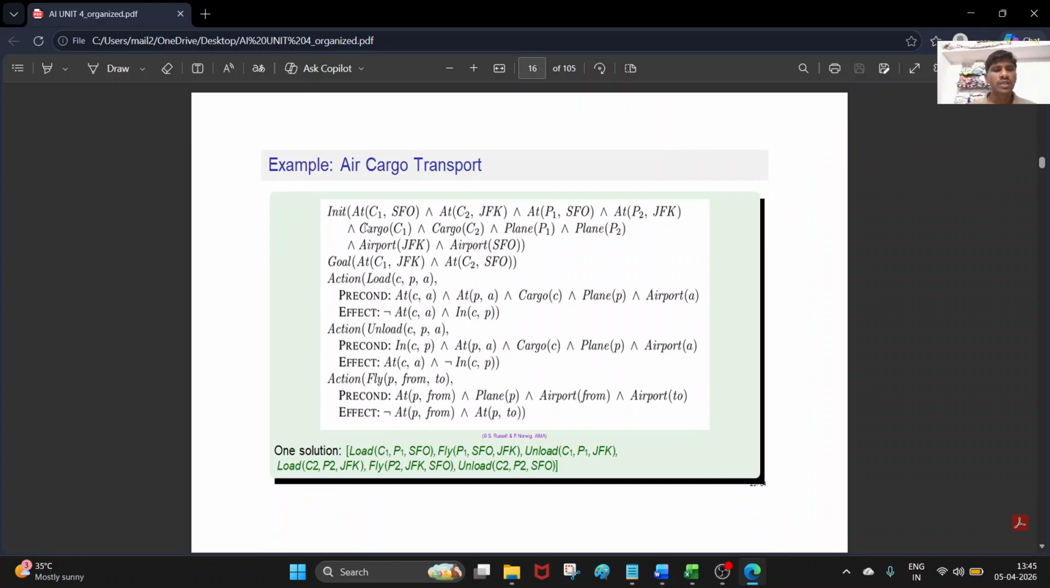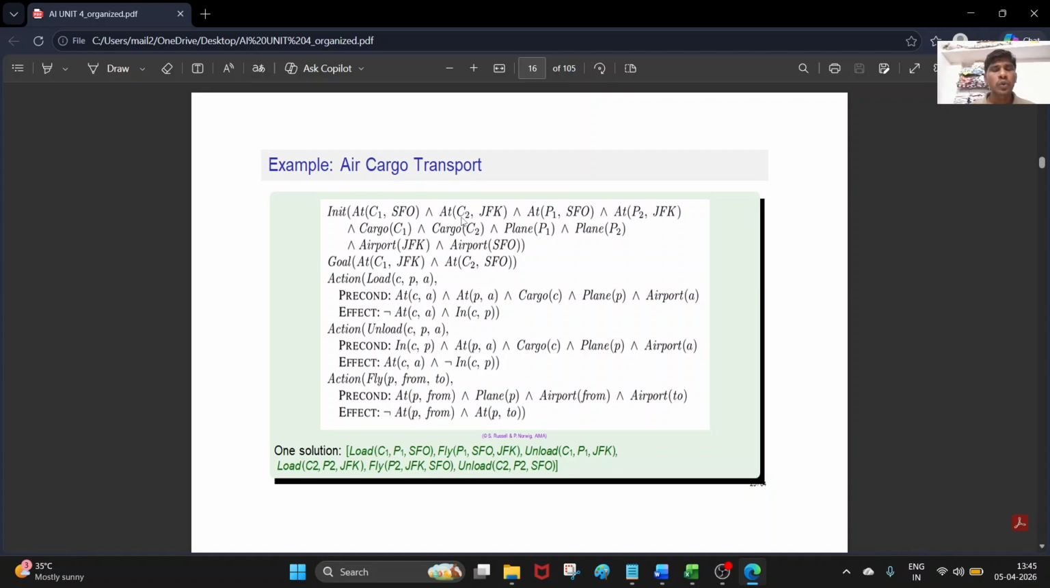So initially the PDDL will be like this. You have to have a planning and you have to have a solution. What is the initial state? At is an action here. Then the cargo C1 is at SFO. SFO is nothing but San Francisco Airport. That is airport 1.